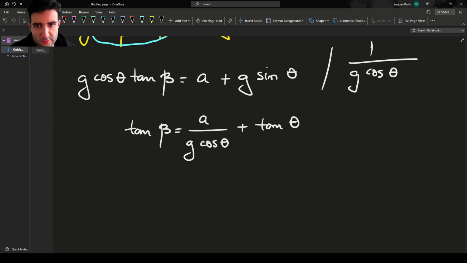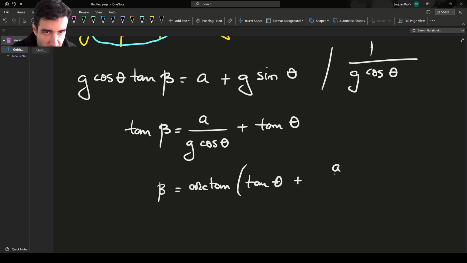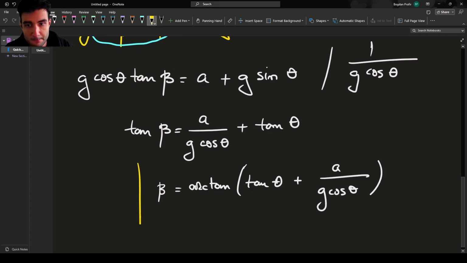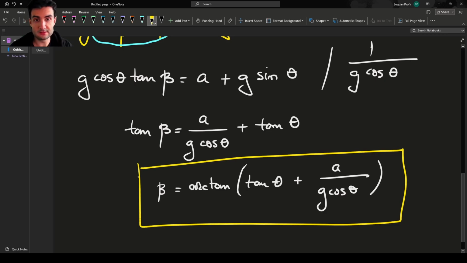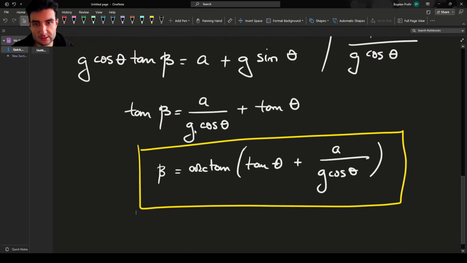At this point, you're pretty much done, but if you want, you can write that beta is the arctan of tan theta plus a over g cos theta. And that's what the angle beta is going to be in this case, and that's the end of the question.